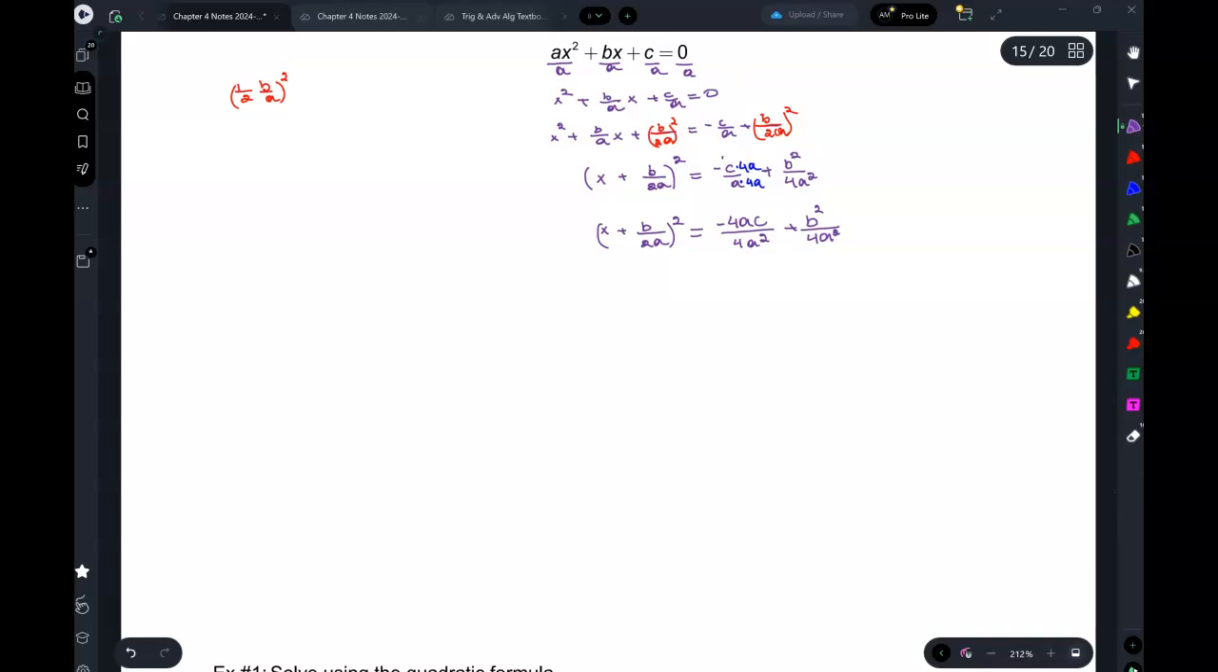Okay, can I take a square root of both sides? Yeah. I'm taking the square root of the whole right side, so you just leave that. So look at what's happening. Over here, I get x plus b over 2a is equal to plus or minus.